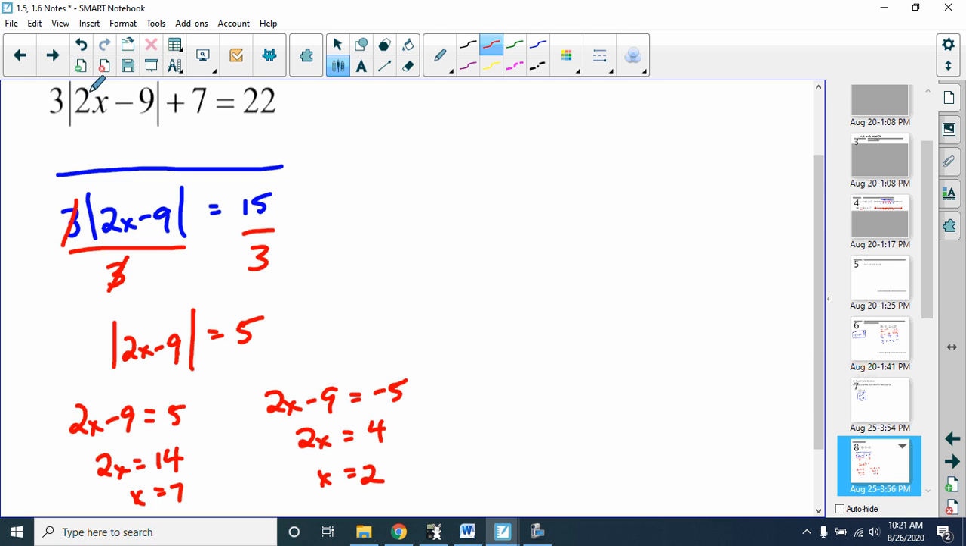7 times 2 is 14, minus 9 is 5. Absolute value is 5, times 3 is 15, plus 7 does give me 22. And you will find when you check 2 times 2 is 4, minus 9 is negative 5. Absolute value is positive 5, times 3 plus 7 does also give me 22. They do both check this time, but it's possible that one or even both of them does not check, even though you didn't do anything wrong.